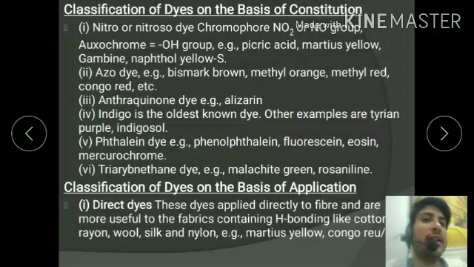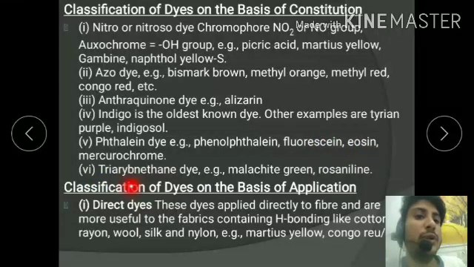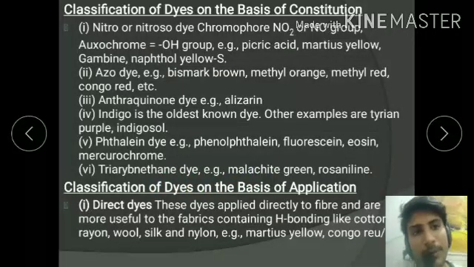Other examples are tyrian purple, indigosol. Fifth one is the phthalein dye, that is phenolphthalein, fluorescein, eosin. And the last one is triphenylmethane dye. Okay, these are the examples of dyes.